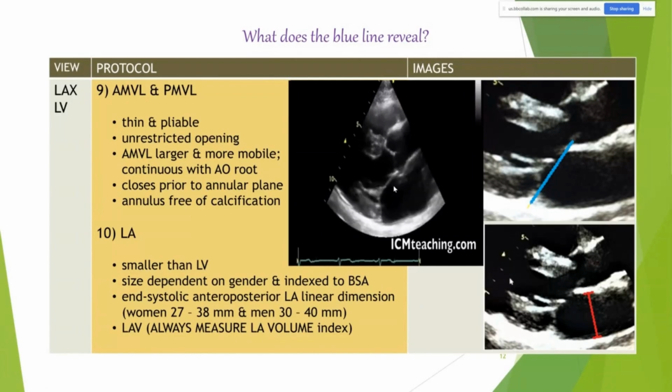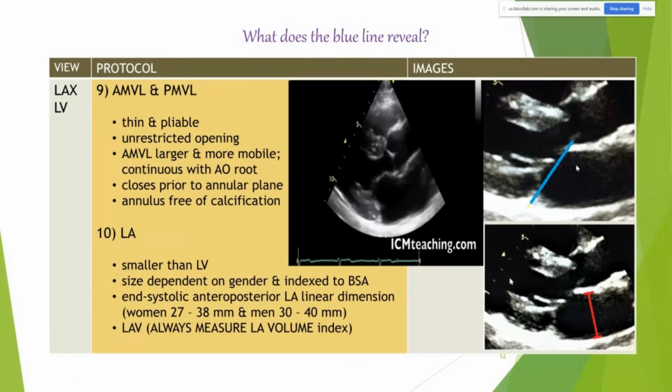Your anterior mitral valve leaflet is going to be larger and more mobile, and you want it to be continuous with that aortic root. So the anterior mitral valve leaflet right here should be continuous with the aortic root, which is right here. It should close before the annular plane. This is that imaginary blue line that you're drawing. That's the annular plane. If it closes and bows back in, it means the person has what we call mitral valve prolapse. The left atrium should be smaller than the left ventricle.